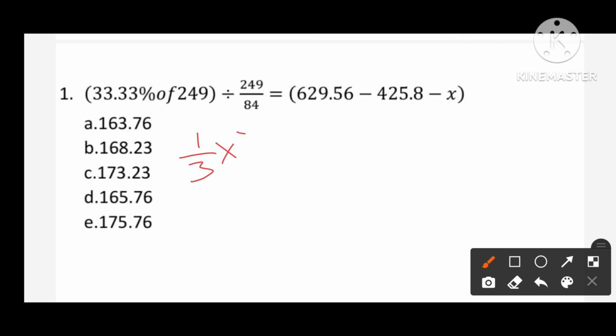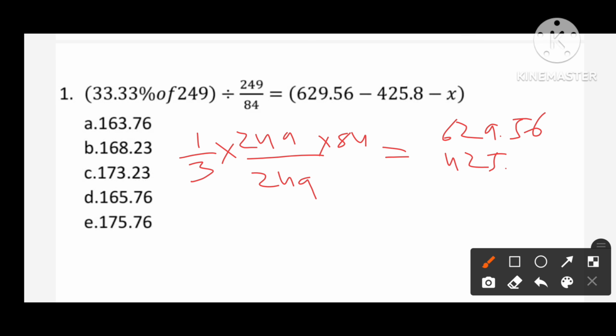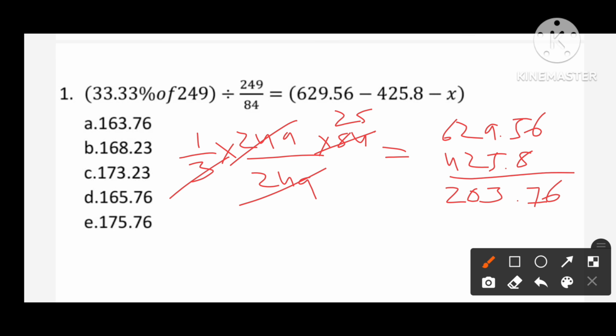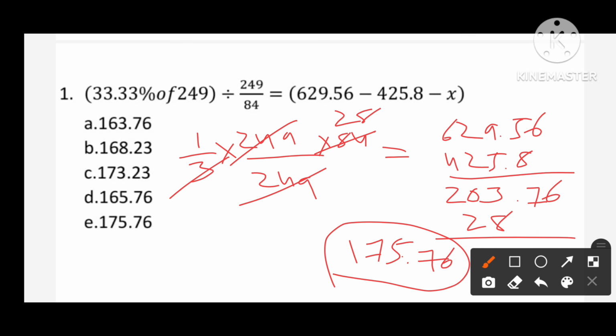1 by 3 into 249 divided by 249 into 84 equals to 629.56 minus 425.8, which will be 6, 7. Here we have 8 minus 5, 3, 0, 203.76. So these will cancel. These will be 28 times. So 28 comes to the other side with minus. So what we are left with is 76, 5, 7, 1, 175.76. So option E is the answer for this question.